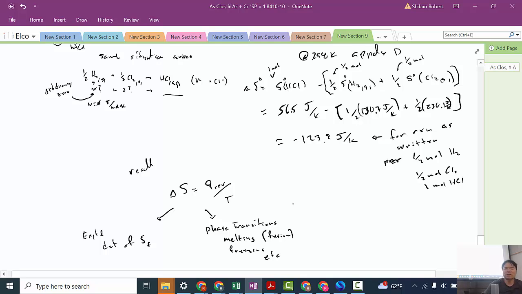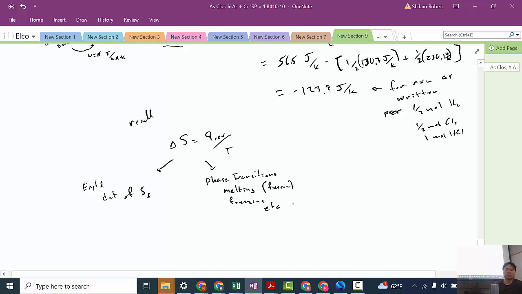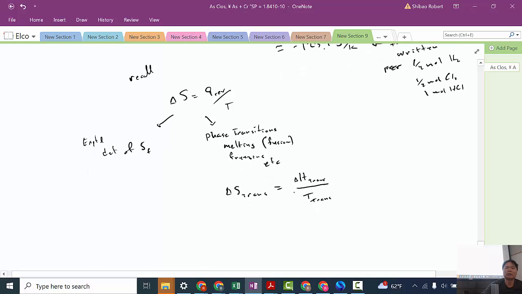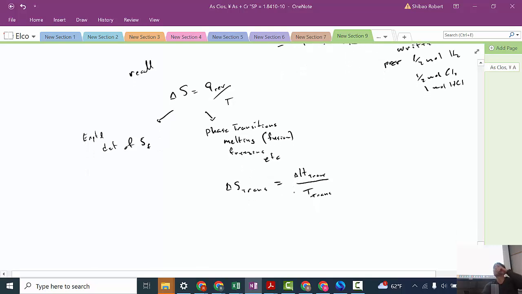So under phase transitions, this gives us an alternate way of determining delta S. Delta S of the phase transition is just equal to Q. The heat exchange is going to be delta H. So this is going to be delta H of the transition over the temperature of the transition. The temperature of the transition would be the melting point, the freezing point, the boiling point, the condensation point, etc. And so this gives us a way of determining delta S.